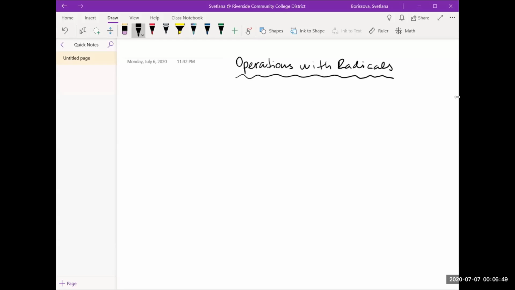I guess I should write it. Adding or subtracting. I guess I need to use this pen too. I was hoping my handwriting would look a little better than that, but I don't know, maybe that's just me. Subtracting. Maybe I should stop blaming everything on the pens. Radicals.